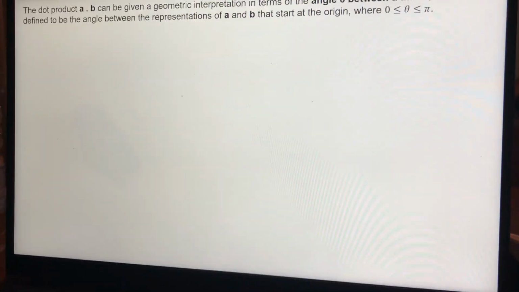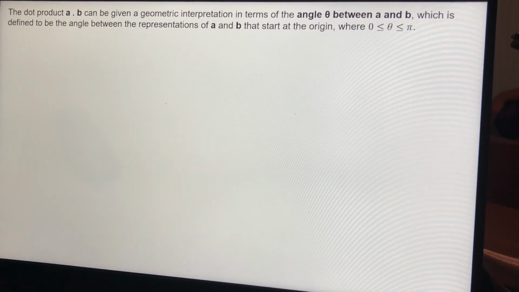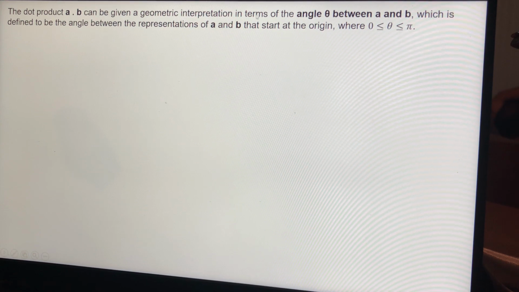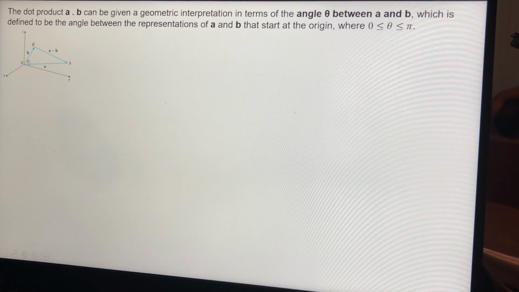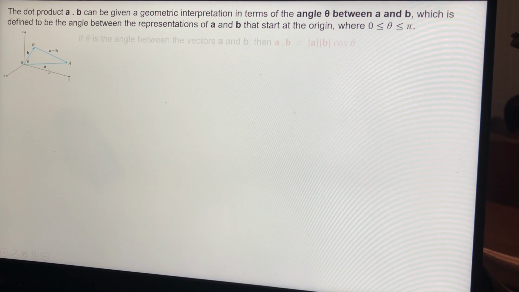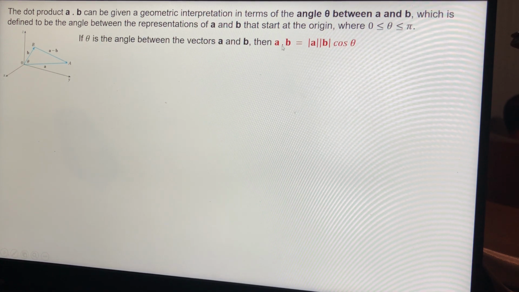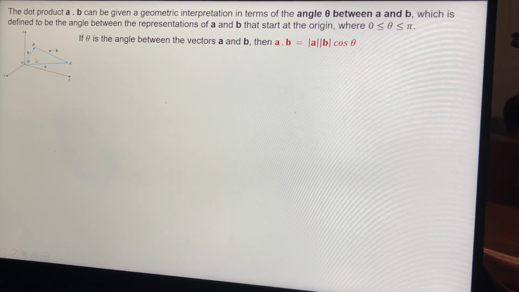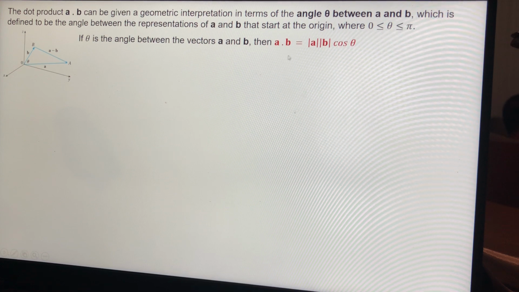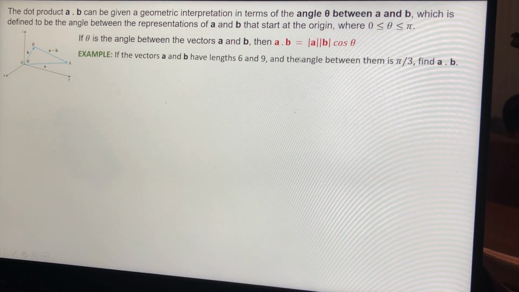What is the geometric meaning of a dot product? We can define the angle between two vectors in terms of the dot product. Here you go, this is A, this is B, and this is the angle between the two vectors, theta. We define the dot product as the length of A times the length of B times cosine of this angle, cosine theta. You need to know this formula very well and remember it.